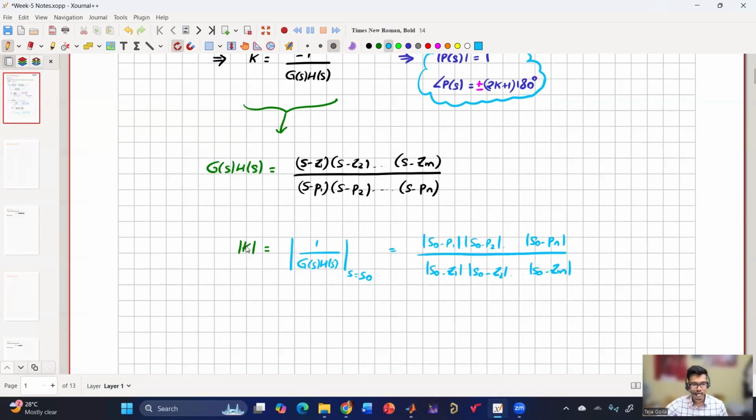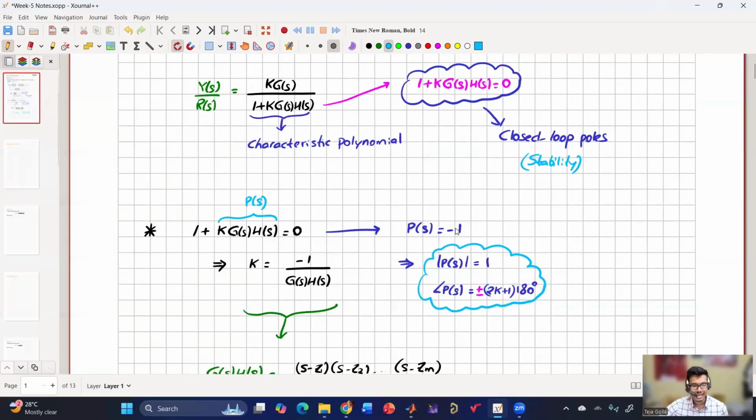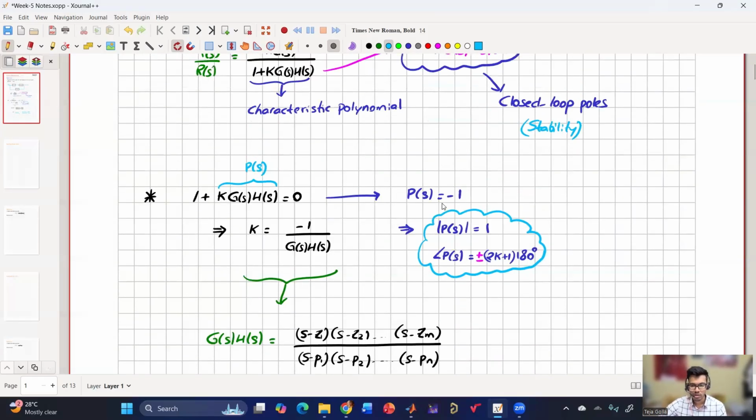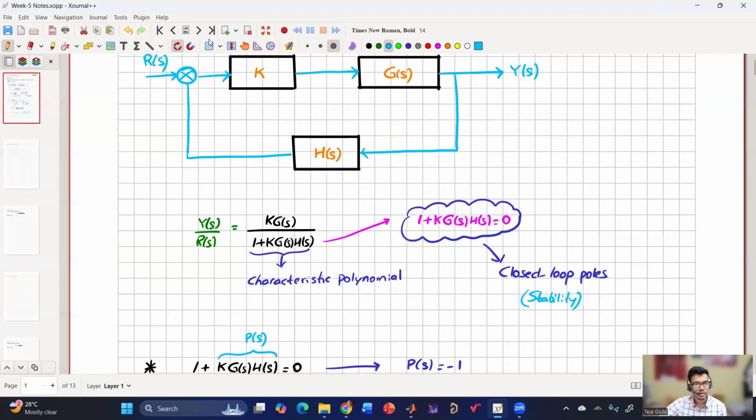So this is how we can calculate the gain, and these are the conditions that need to be satisfied for any s value to be a solution of this characteristic polynomial. So now as k varies, how the roots will move, that is all we are going to study today. So this is just a brief intro about what is root locus and why we are studying it. Now we are going to learn how to draw the root locus, and we'll also learn the different rules. Until this point, any doubts?